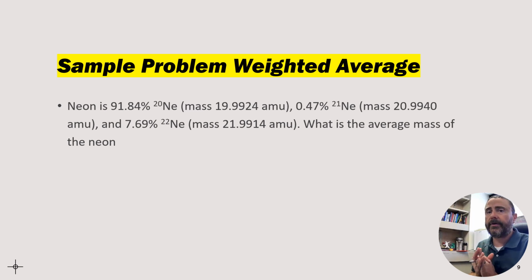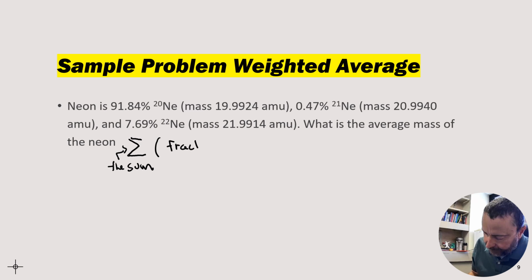In order for us to solve these, what we're going to do is take the sum. That's what our little sigma means. It means that we're going to take the sum of what follows it. So we're going to take the sum of the fractional abundance.